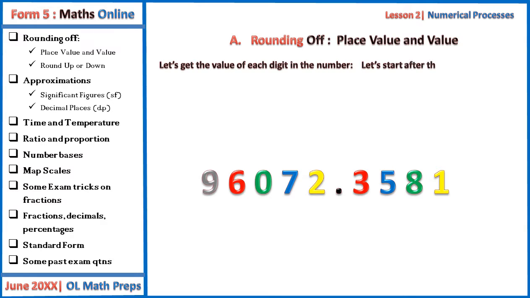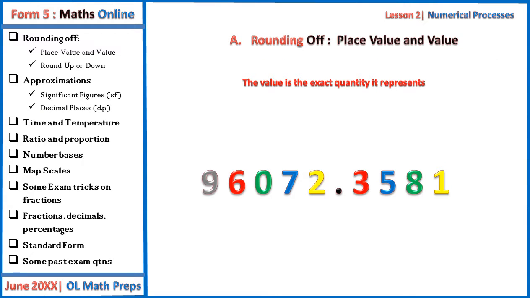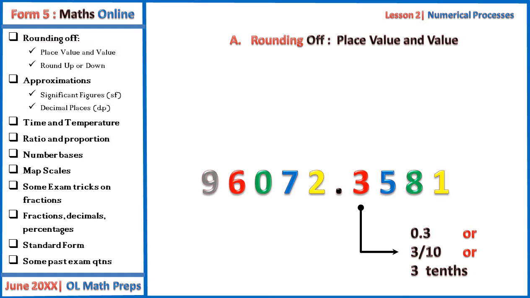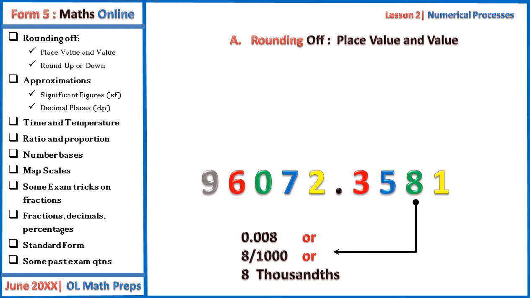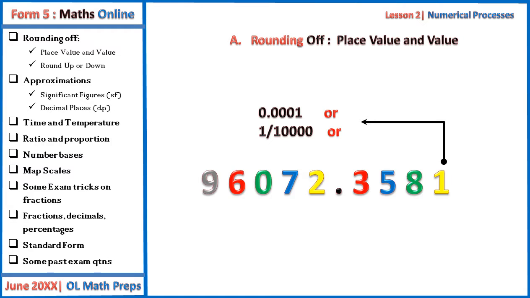Let's get the value of each digit in this number as an example. We begin after the decimal marker. The value is the exact quantity it represents. Place value is about position. Value is the exact quantity it represents. So the 3 here represents 0.3 or 3 over 10 or 3 tenths. The value of 5 is 0.05 or the same as 5 on 100 or 5 hundredths. 8 is 0.008 or 8 on 1000 or 8 thousandths, and 1 is 1 on 10,000 or 0.0001.